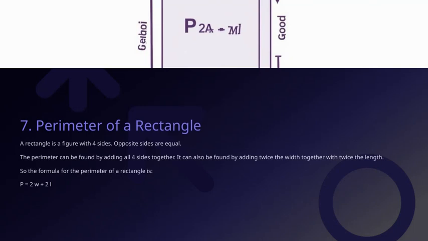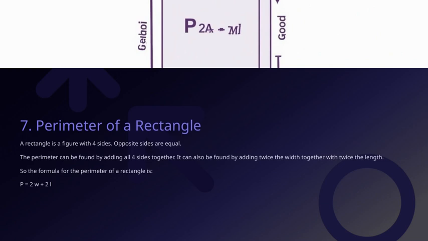Let's talk about the perimeter of a rectangle. A rectangle is a figure with 4 sides, right? And an important thing to remember is that opposite sides are equal in length. This makes calculating the perimeter a bit easier. To find the perimeter, you simply add up all 4 sides. But since opposite sides are equal, there's a quicker way. You can add twice the width plus twice the length.